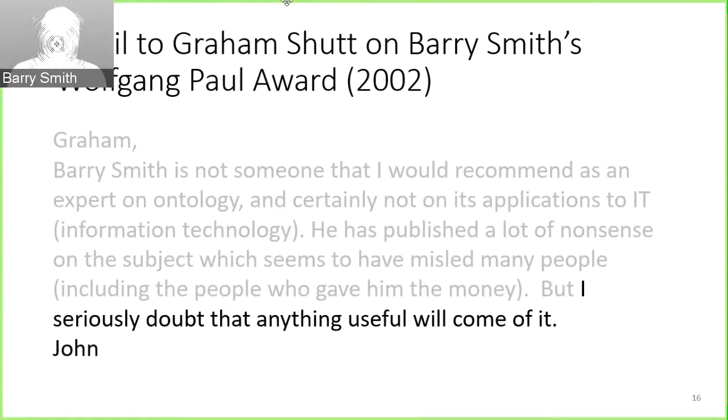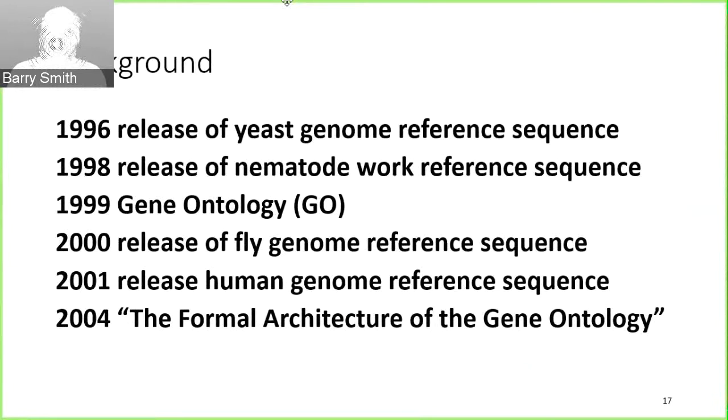When I looked at the gene ontology, I saw that it was full of mistakes. These are mistakes which John, too, would recognize as mistakes. I'll give you some examples. I realized that the gene ontology, which on the one hand was clearly an invaluable artifact for doing bioinformatics and biomedical informatics, was also doing lots of things wrong.